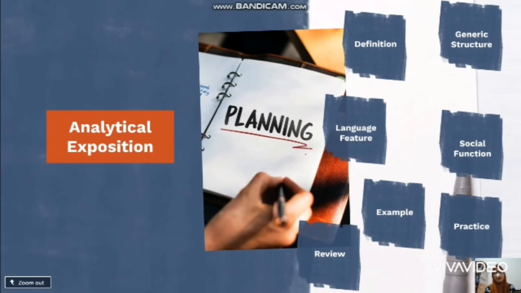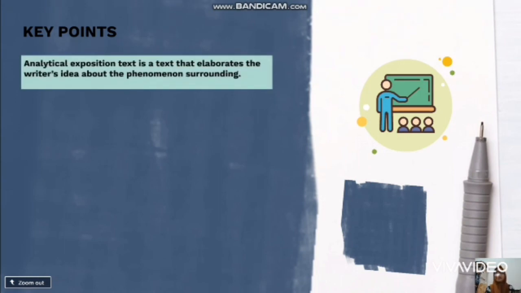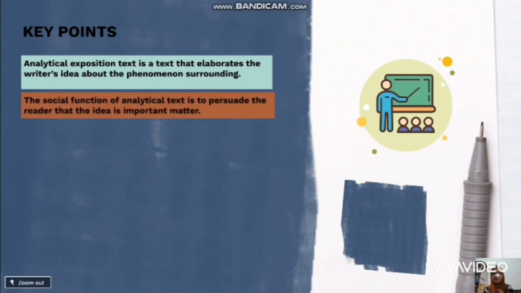Now we are at the end of our lesson today. But before we call it a day, let's make a quick review. Okay, there are several key points that I want to highlight here. First, analytical exposition text is a text that elaborates the writer's idea about the phenomenon surrounding. Second, the social function of analytical text is to persuade the reader that the idea is an important matter.